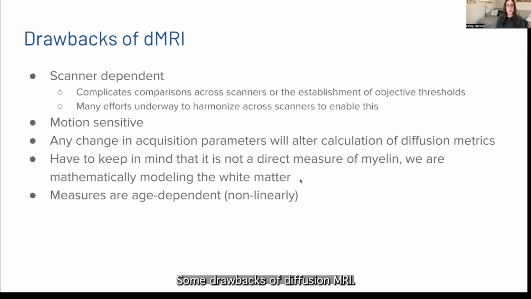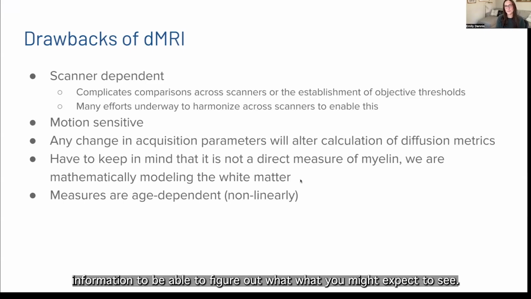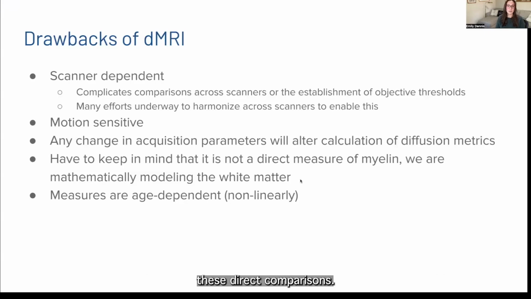Some drawbacks of diffusion MRI: it is scanner dependent. The numbers that you calculate from it are scanner dependent. So this makes it difficult to have comparisons across scanners or to establish objective thresholds. So you can't scan a participant and say, oh, this metric in the corpus callosum is 0.2, that's bad, because it really depends on the scanner. So you really need to have healthy control information to be able to figure out what you might expect to see. But there are a lot of efforts underway right now to come up with new ways to harmonize data across scanners to enable these direct comparisons.